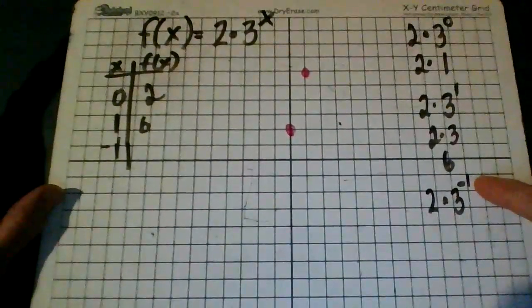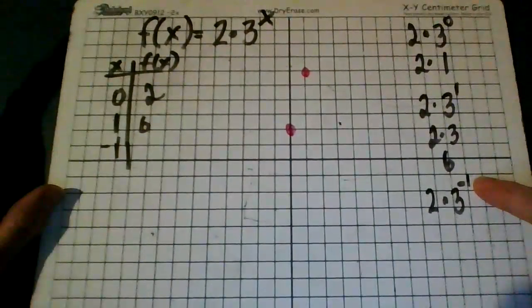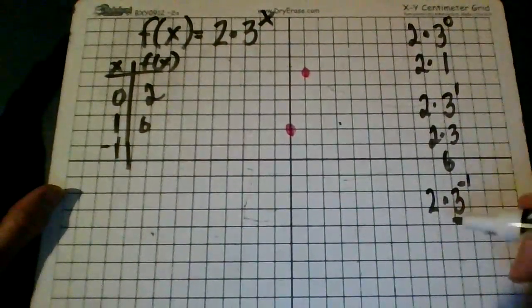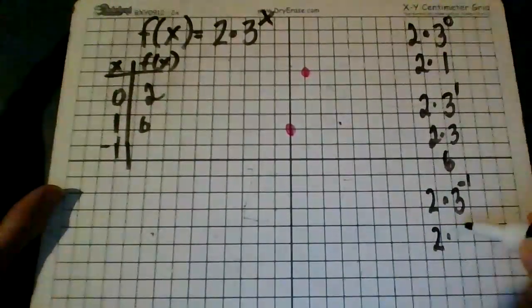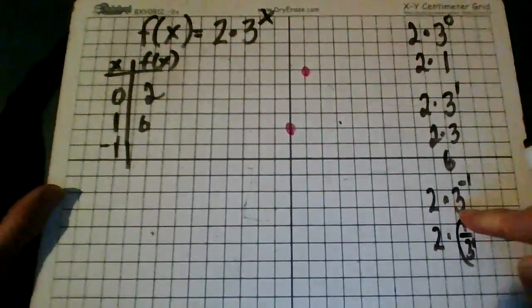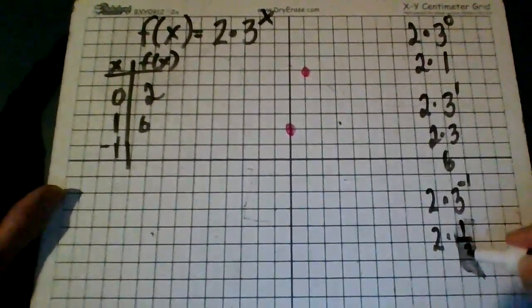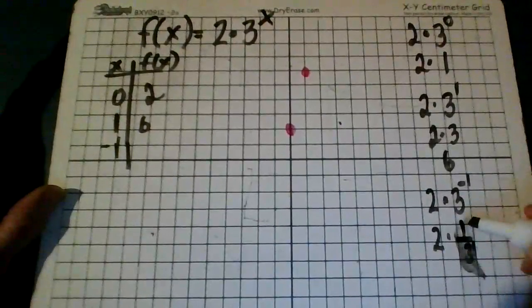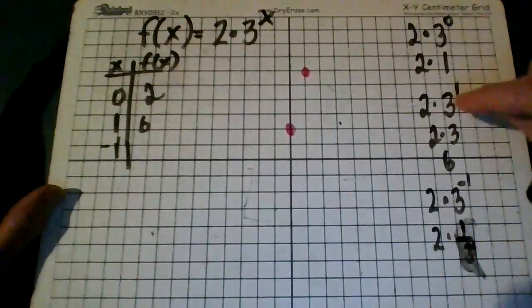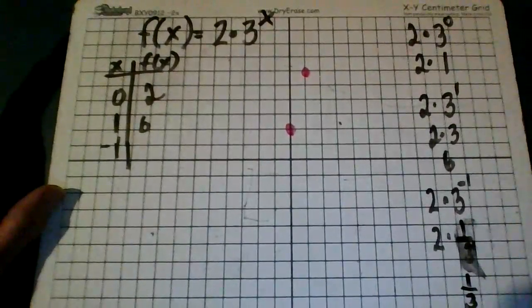Now you should remember from your pre-algebra days that a negative exponent means you take the reciprocal of that number. So it'd be 2 times 1 over 3 to the first power. Let me erase the parentheses, I don't really need them. Just 1 over 3 to the first power. And of course, 3 to the first power is just the number itself. So this would just be 1/3.